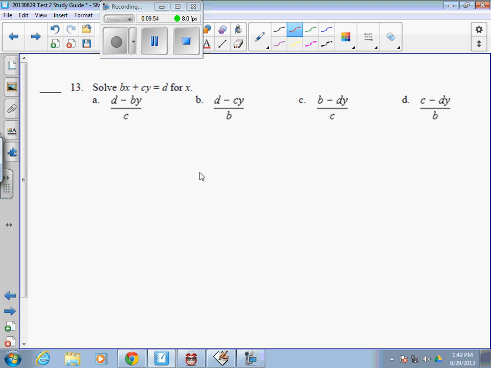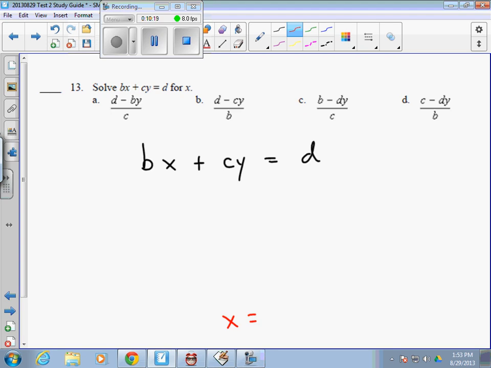Okay, number 13 says solve bx plus cy equals d for x. So at the end of this one, we want x by itself. So bx plus cy equals d. You have to undo everything that's not x. So anything we want x equals all by itself.